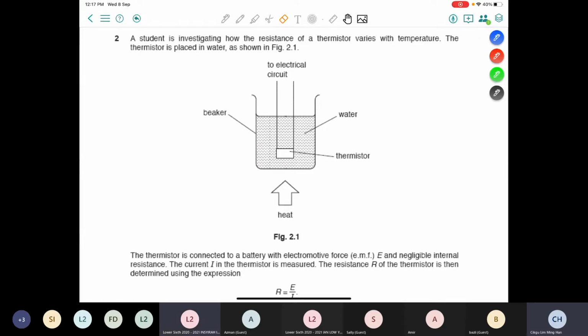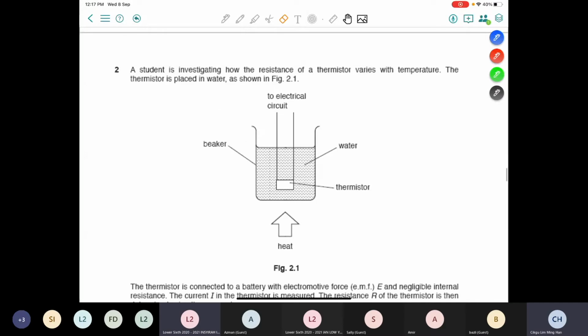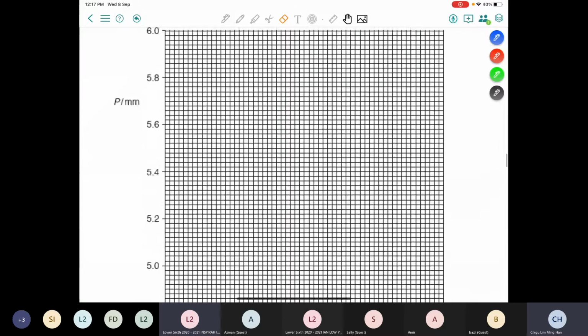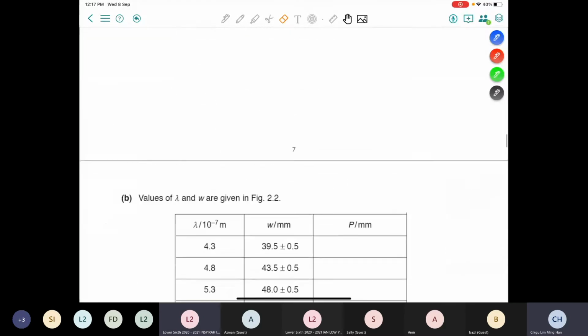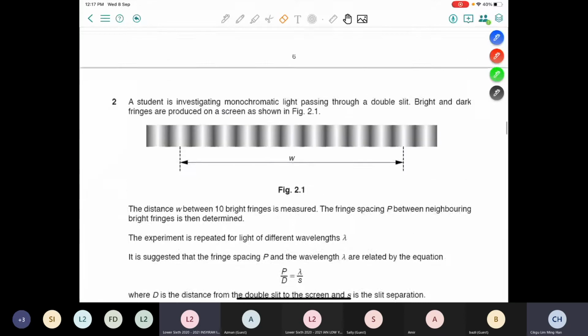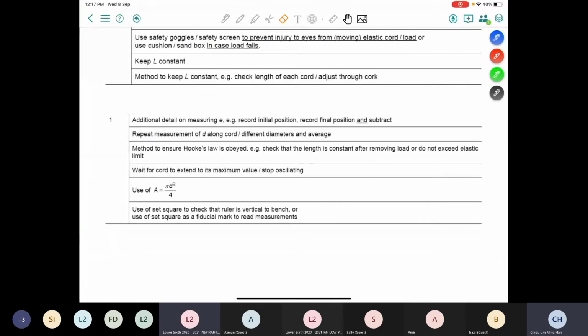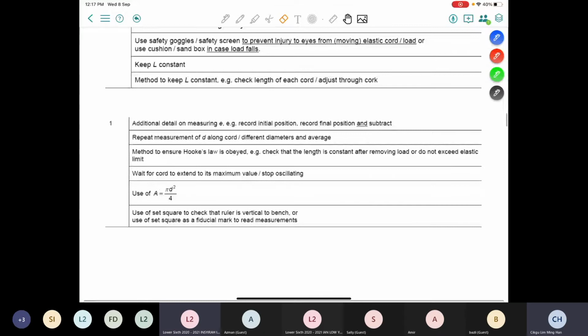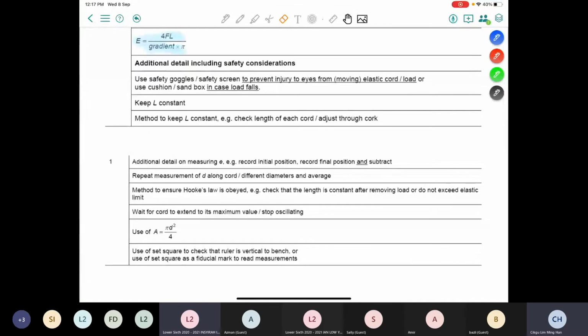Sir, I have one question. Oh yes, please. About question 1 just now, for the extension, we need to use a meter rule to measure it. So do we have to draw the meter rule on the diagram? Better draw it, beside the spring. Then you set it for measuring the extension. Okay, thank you, sir.